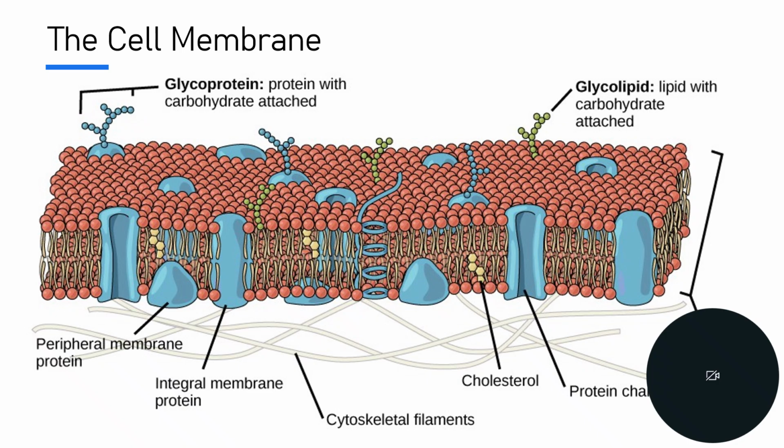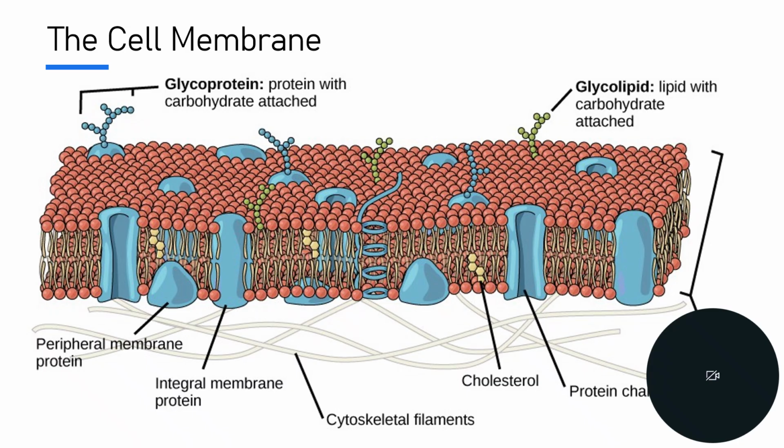So the cell membrane is the control center for cell transport. It's made of something called a phospholipid bilayer with embedded proteins. The phospholipid bilayer has hydrophobic regions, which means it's afraid of or doesn't like water, and hydrophilic regions, which means that it does like water. And this kind of helps it form a barrier.